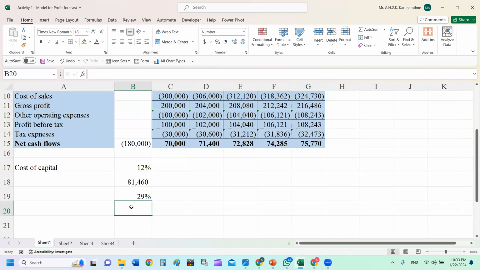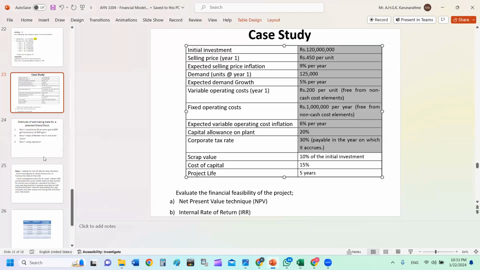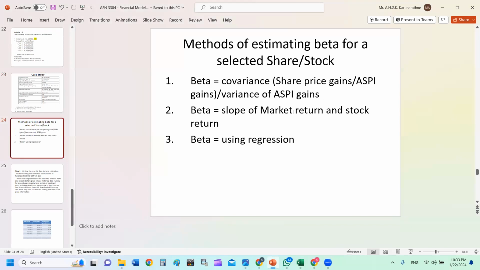That's it. We have one more very strong and very important concept, that is the beta factor. In finance, it is a very important concept of shares. Beta factor, cost of capital.